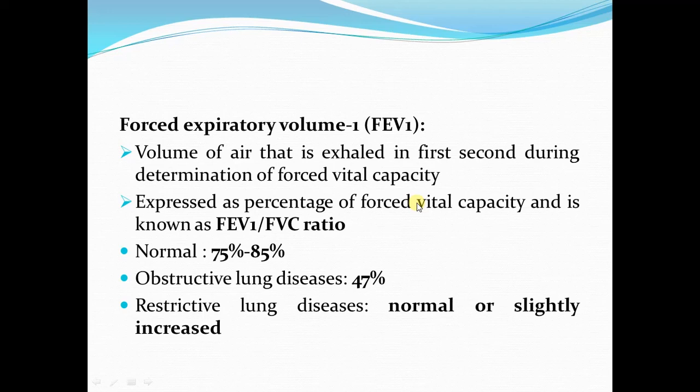In obstructive lung diseases, there is marked reduction in this ratio. It may be as low as 47%, while in restrictive lung diseases, FEV1 to FVC percentage is normal. Again, I am repeating that in obstructive lung diseases, there is a marked reduction in FEV1 to FVC ratio. It may be as low as 47%, while in restrictive lung diseases, it may be normal or slightly increased.